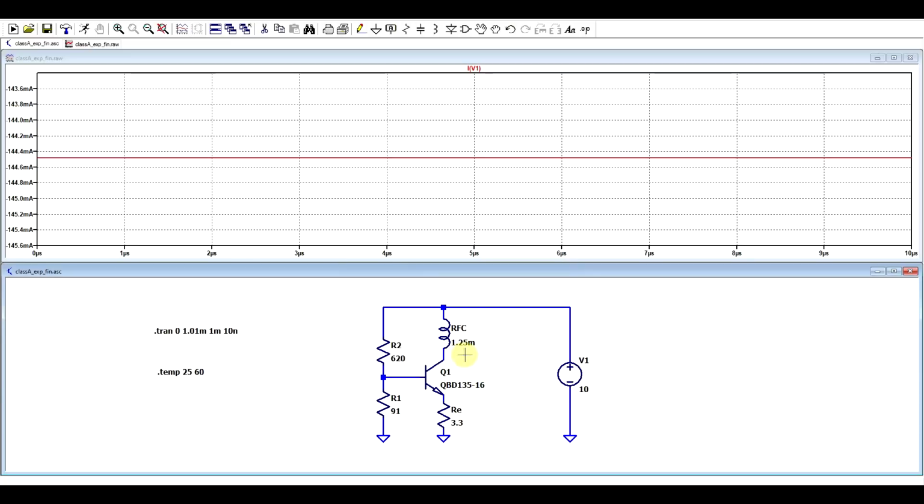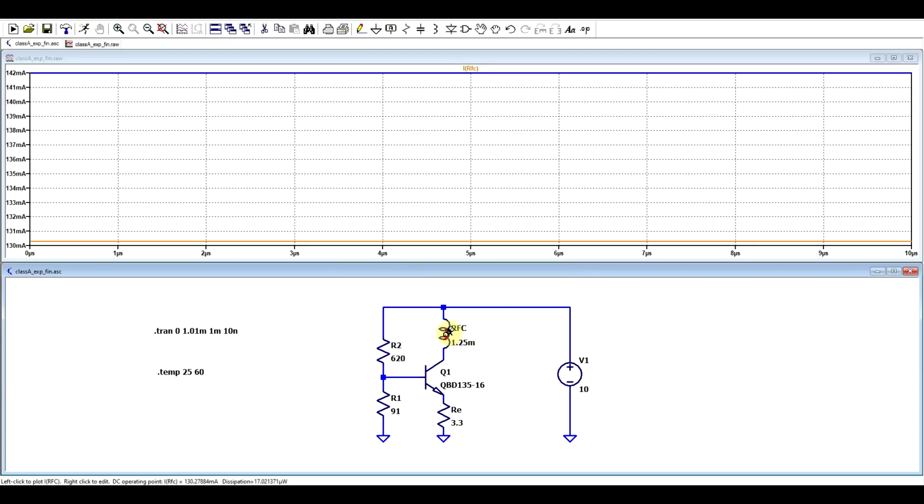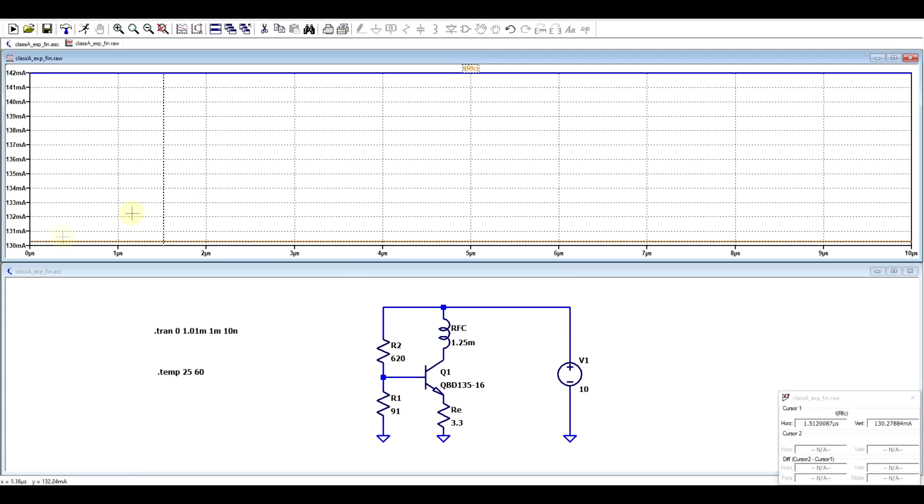So we can expect the transistor to be a bit hotter. So if we now look at the collector current, we can see that the 130 milliamps is the behavior at 25 degrees, but there's also a nice blue line up here at around 142 milliamps, which is at 60 degrees. So the hotter the transistor will be running, the higher the collector current.